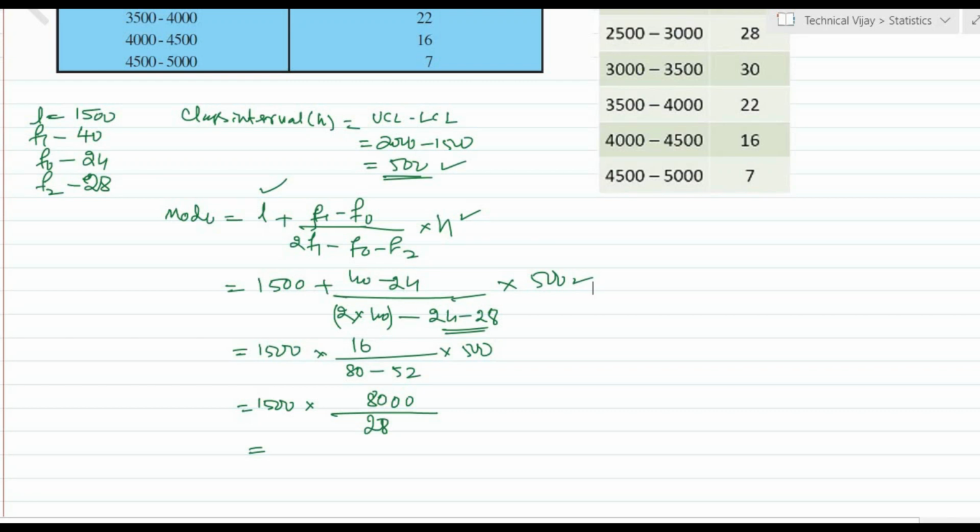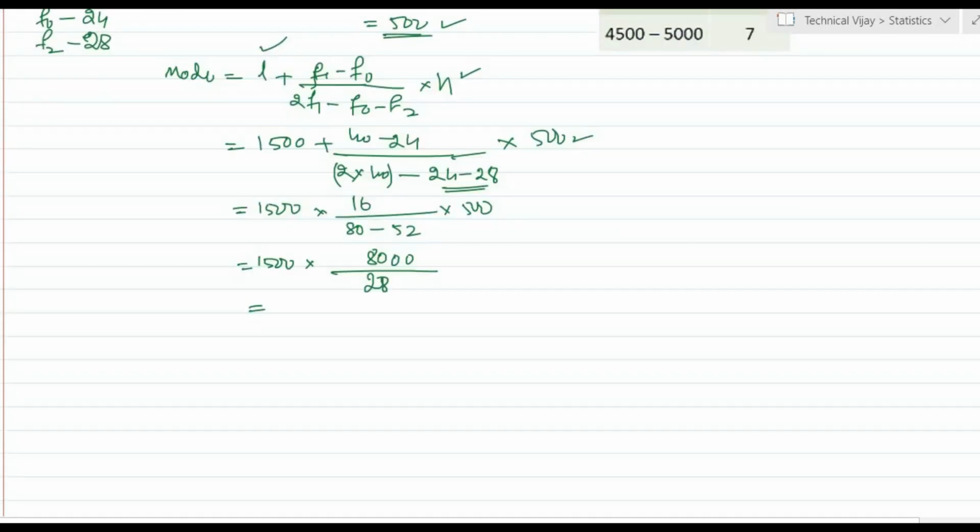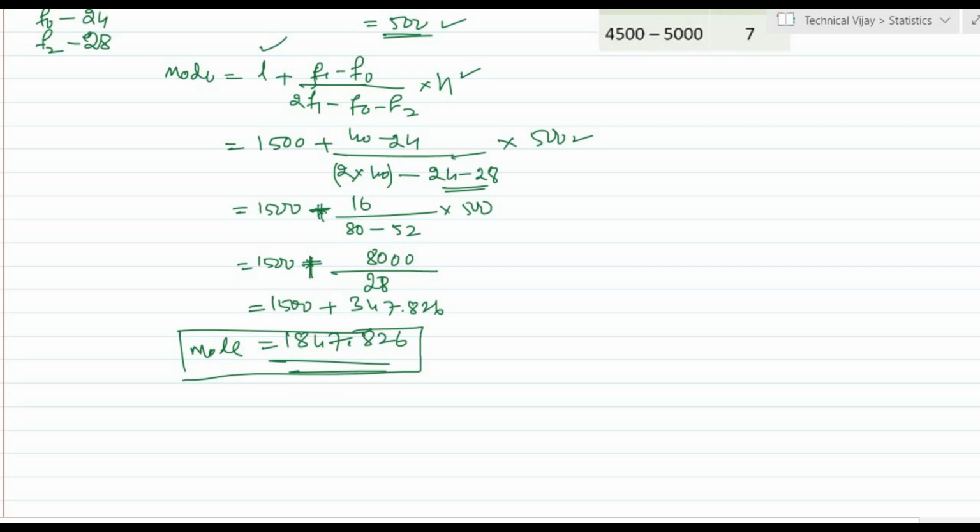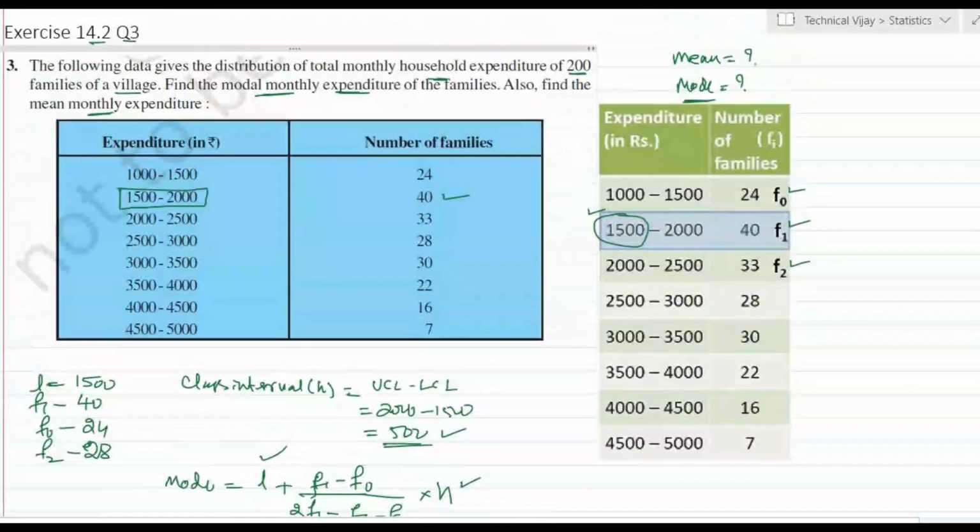Okay, now here 1500 plus, this is plus, and this is equal to 347.826. Now 1847.826 will be the mode value. Okay, now we also have to calculate the mean monthly expenditure, means the mean value also we have to calculate.